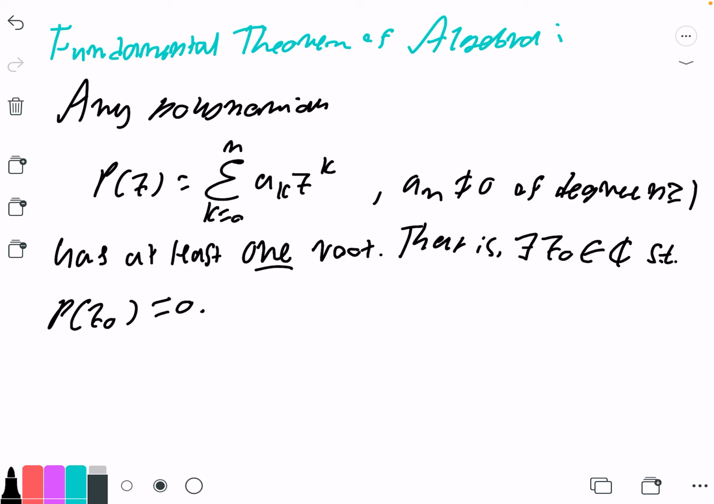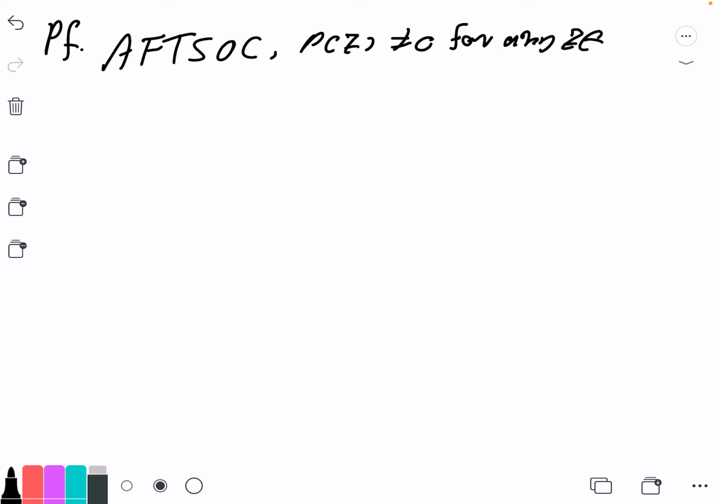All right. Now, time for the proof. We are going to proceed by contradiction here. So, assume for the sake of contradiction that P of z is not 0 for any z in the complex plane. If this is true, then obviously 1 over P of z is going to be entire, because P is a polynomial.